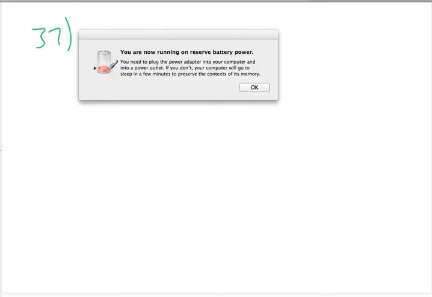Write the steps you can use to oh, I'm low on battery power. Time to plug in. Move over to my desk here. All right.